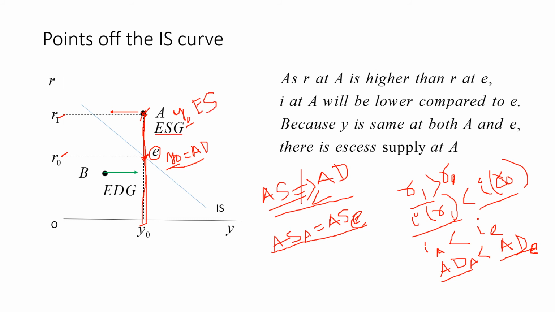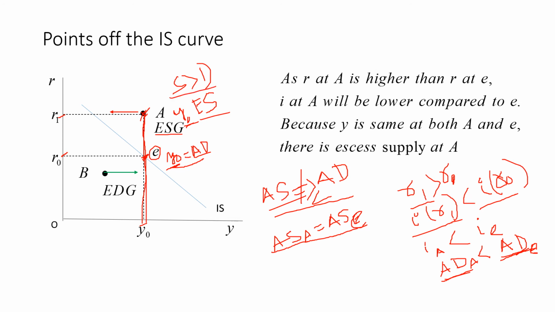ESG means excess supply in the product market or the goods market. Because remember, here aggregate supply is exactly Y0, but your aggregate demand at A is lower than the equilibrium aggregate demand, and therefore here your supply is greater than demand, and therefore you have excess supply. If there is excess supply, how are the producers going to react? What does excess supply mean? Whatever you are producing, you are not able to sell it.